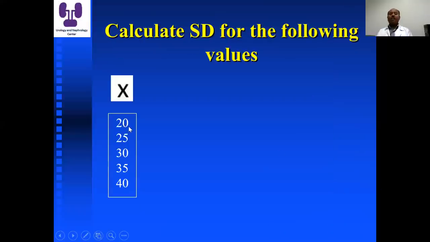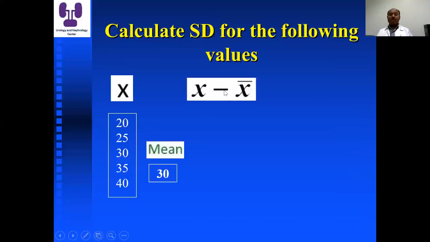So if we have these values, 20, 25, 30, 35, and 40, and I want to know the mean and the standard deviation for this quantitative data. So the first step is to calculate the mean. Mean means to sum all these values and then divide by their number. So their mean is 30.